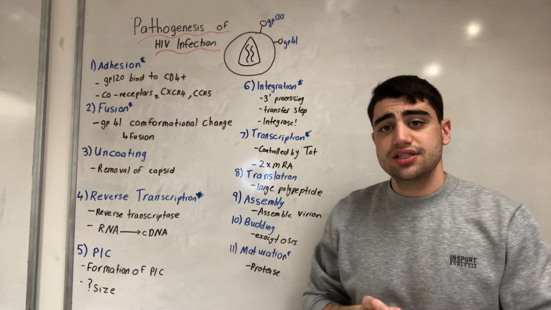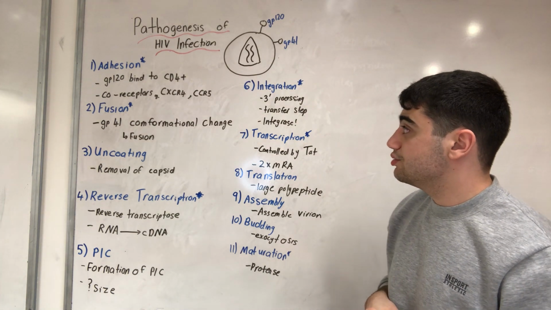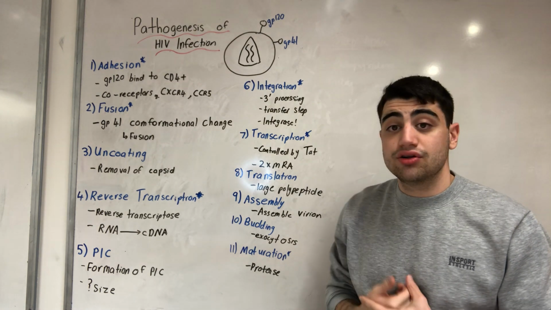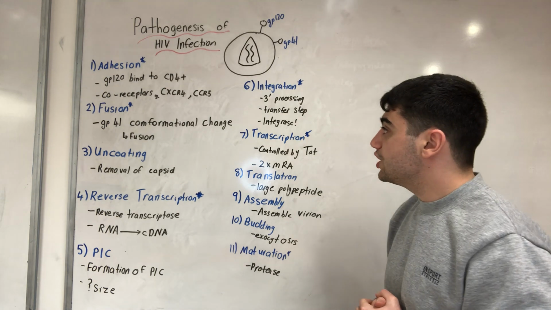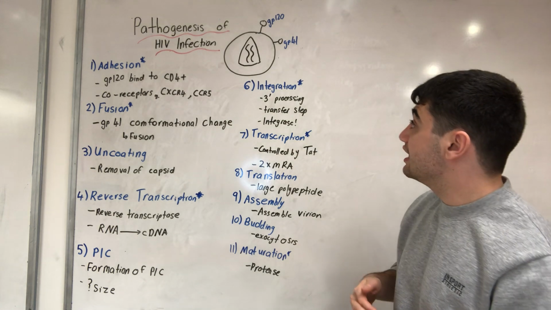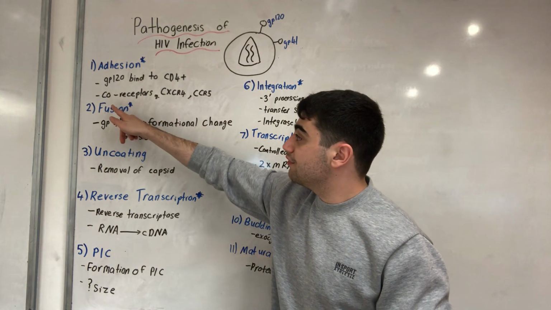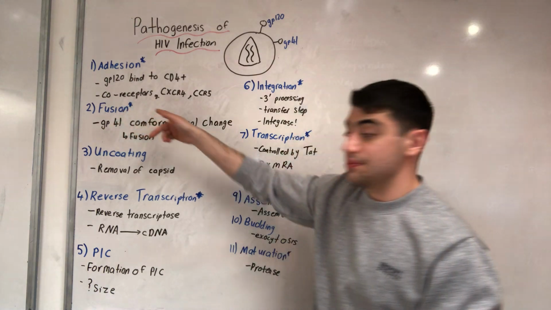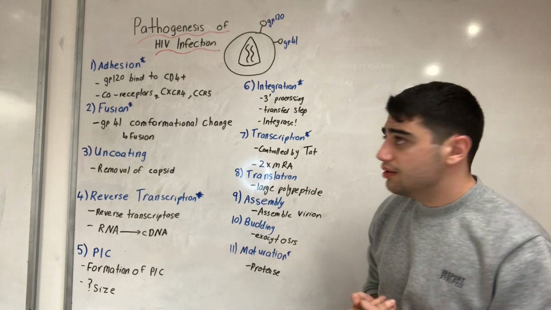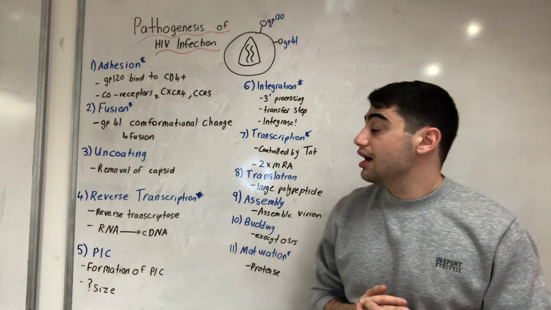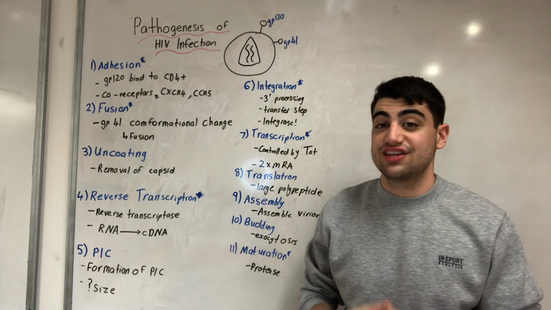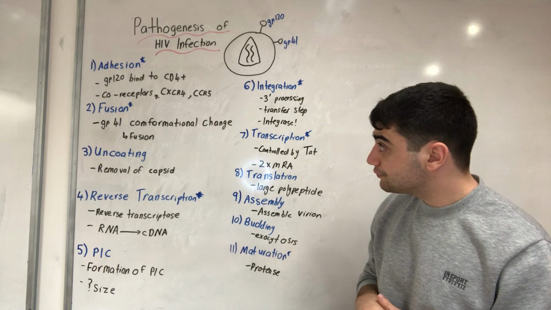However, interestingly, research shows that once GP120 binds to the CD4 receptor, HIV actually still can't propagate. It cannot infect another cell, which begs the question, what else is involved in HIV adhesion? And that's where co-receptors come in. I've written two main ones there, CXCR4 and CCR5, but there are a range of others. These are co-receptors that GP120 also has to bind to facilitate fusion, which we're going to get to in a second.